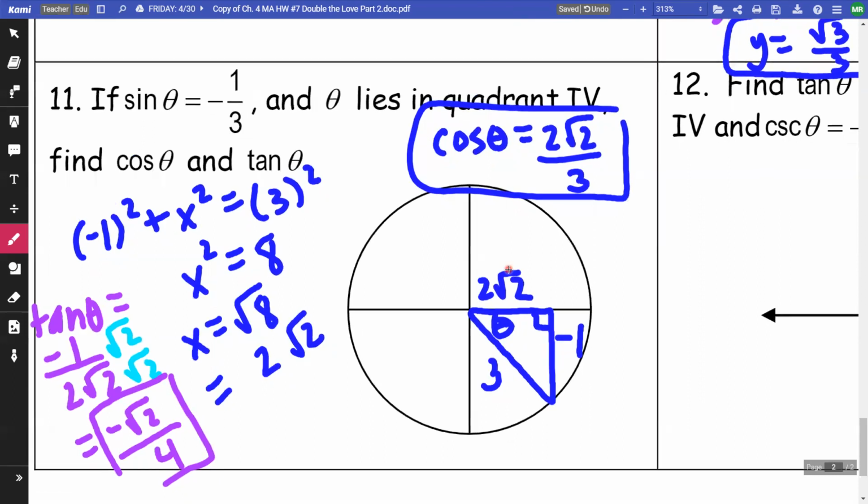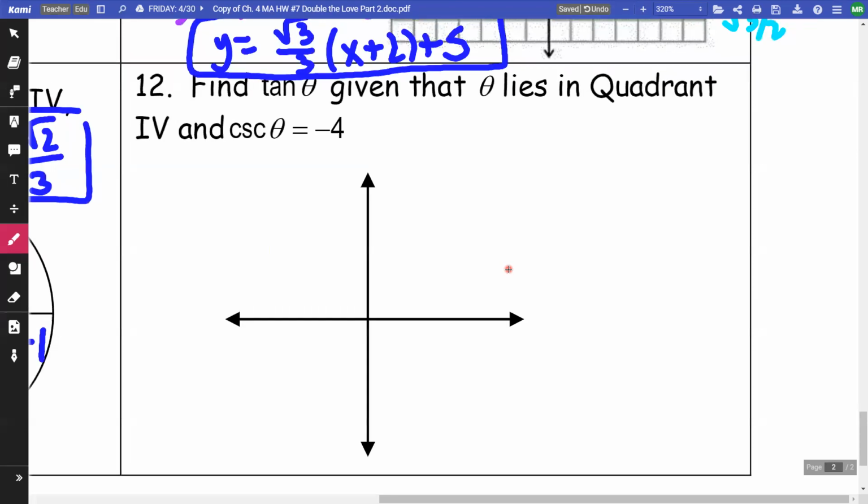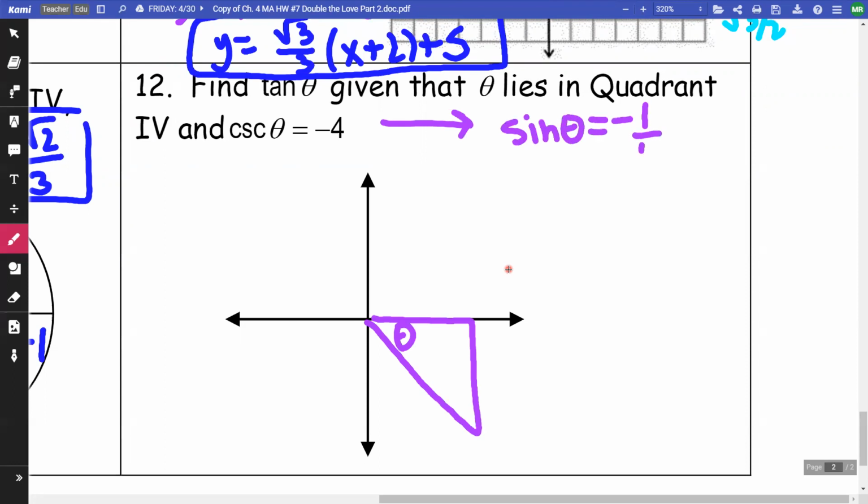On number 12, we're going to find tangent of theta, given that theta lies in quadrant 4. Okay, so we're in quadrant 4, and our cosecant is -4. If our cosecant is -4, that means our sine, which is the reciprocal, is a -1/4. So that means I have opposite over hypotenuse. And this is again going to be x.